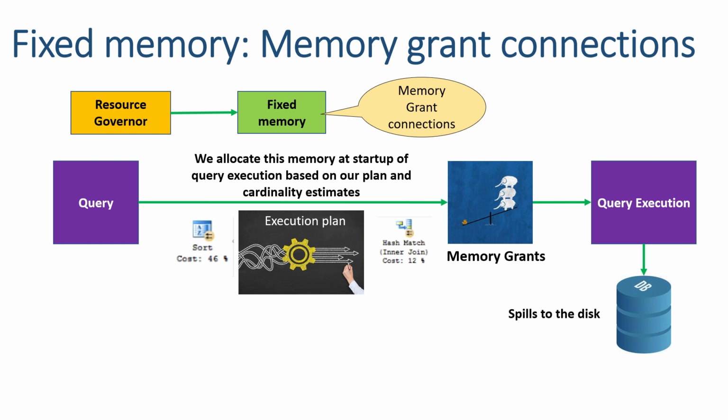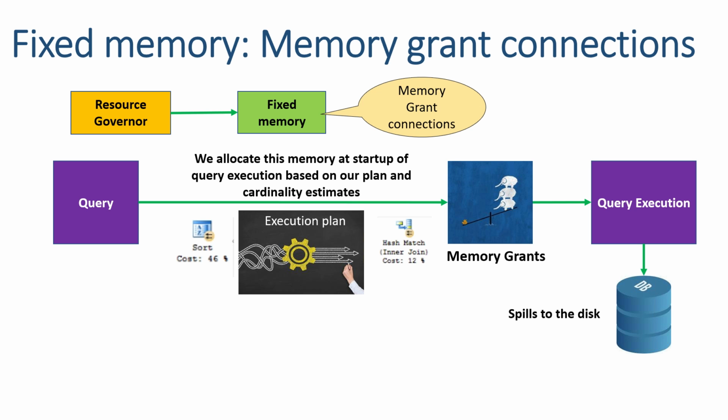Now we have talked about the memory grant connections, and we know that they are allocated even before the query goes to the execution phase. But do we know from where these memory grants come from? Let's see where they come from. There is something known as fixed memory, which is one of the components of the memory architecture of SQL Server. The memory grant connections are stored inside this fixed memory.